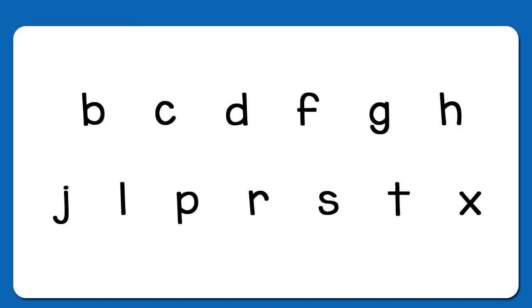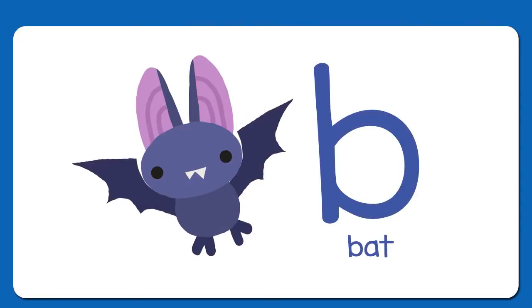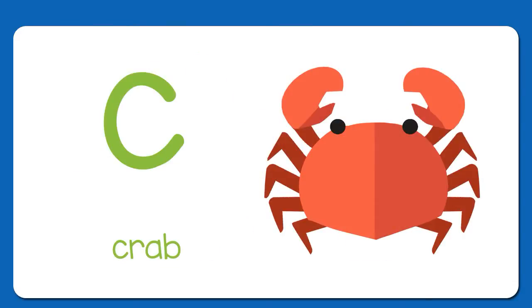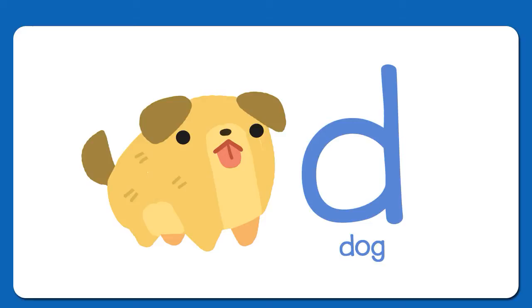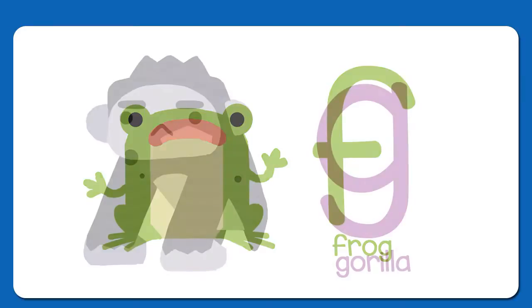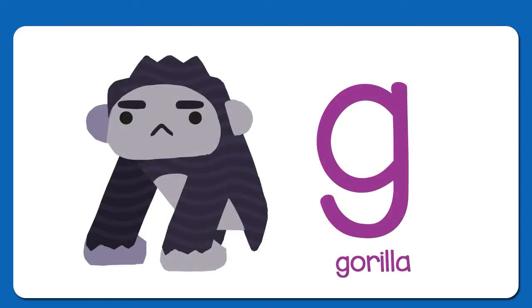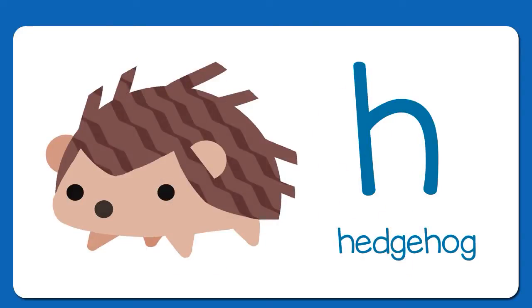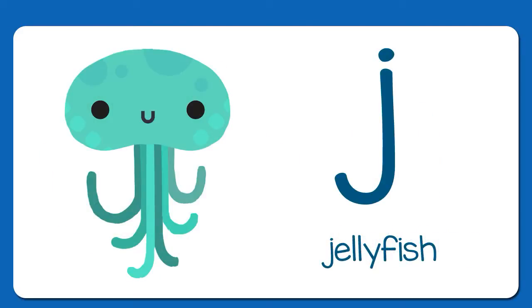Here are the consonant letters we will be using in today's practice words. Let's review the sounds these letters represent. B, b, as in the word bat. K, k, as in the word crab. D, d, as in the word dog. As in the word frog. G, g, as in the word gorilla. H, h, as in the word hedgehog. J, j, as in the word jellyfish.